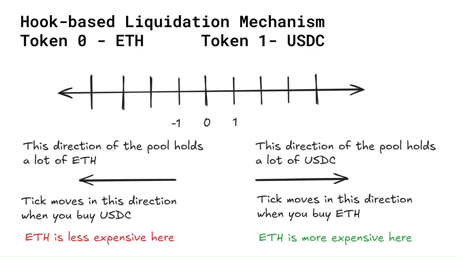Say we take token 0 as ETH and token 1 as USDC. We see that to the right of the pool, it holds more USDC. On this side, ETH is more expensive. So when you buy ETH, the tick movement is in this right direction.